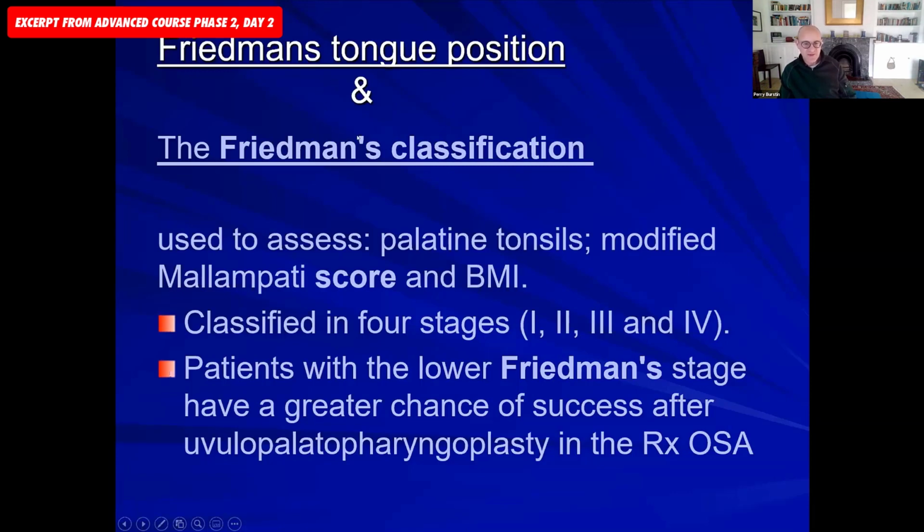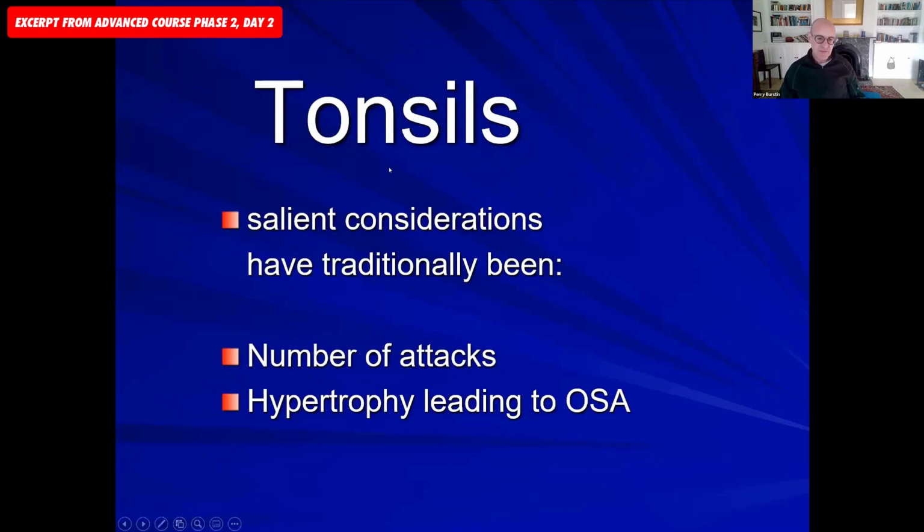And there's also a Friedman's classification, which is used to essentially work out, along with the tonsils, the anatomy and the BMI, 4 stages or 4 categories to work out how good success from the UPPP was for OSA. But again, we've sort of evolved from the work of the UPPP, which is more something that I did when I was training. If we're looking at the tonsils, the salient considerations have always been the number of attacks and whether there's hypertrophy leading to OSA.